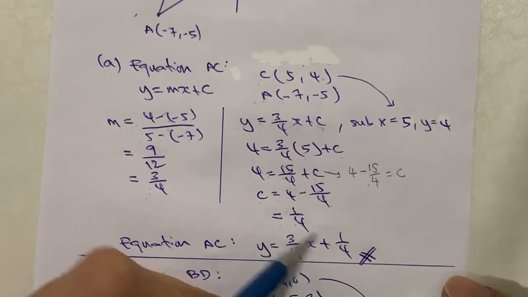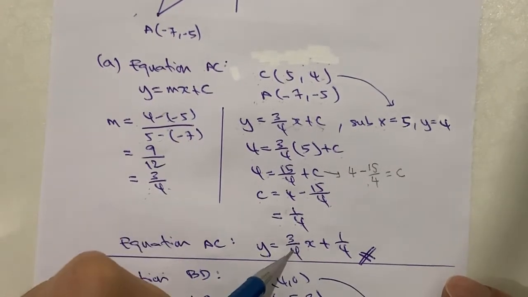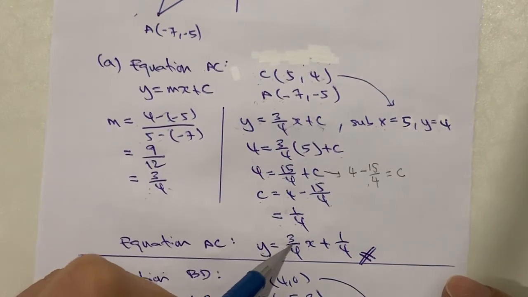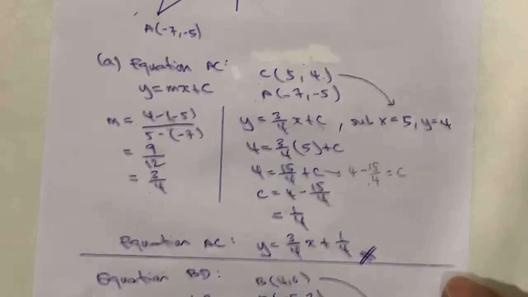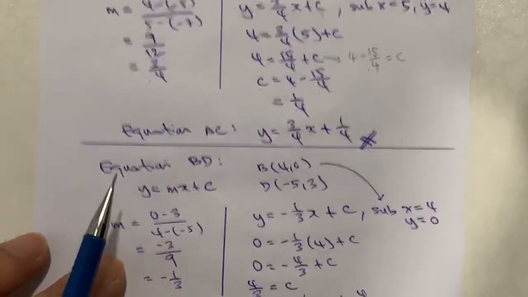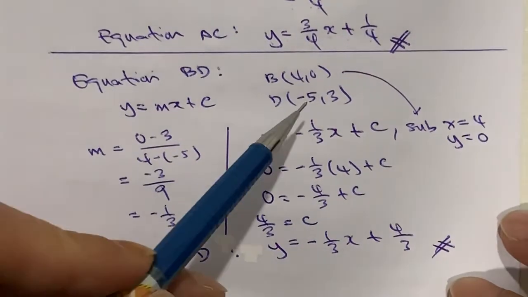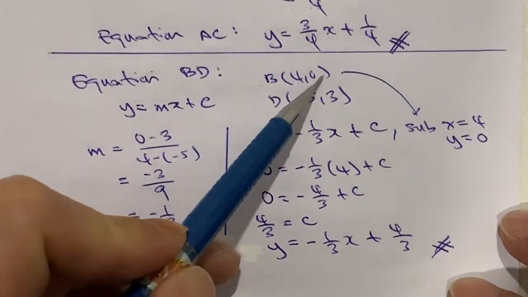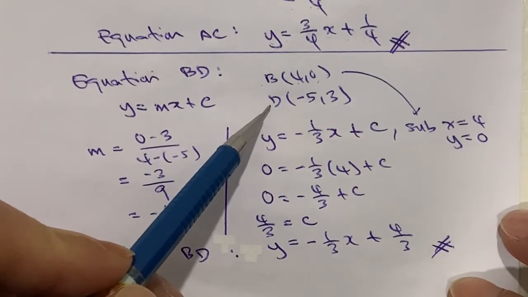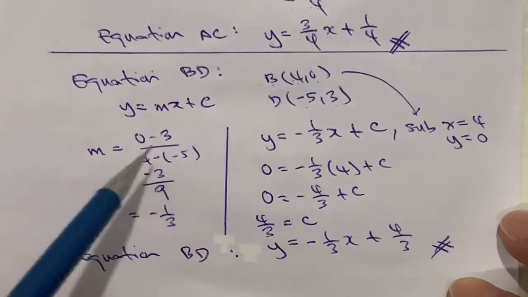So c is 1/4. Replace in y equals mx plus c, where m is 3/4. So the equation of AC is y equals 3/4 x plus 1/4. Similar steps for the next equation, which is BD. So BD, write it on the right. B is (4, 0), D is (negative 5, 3).